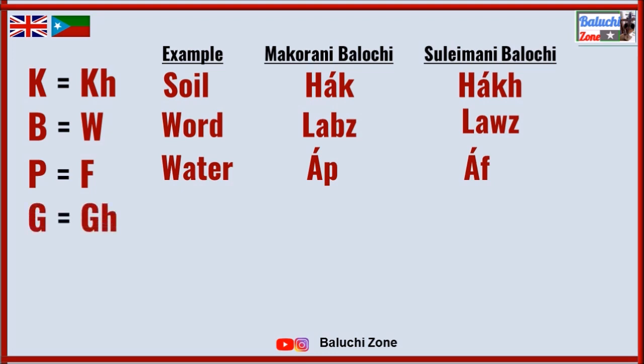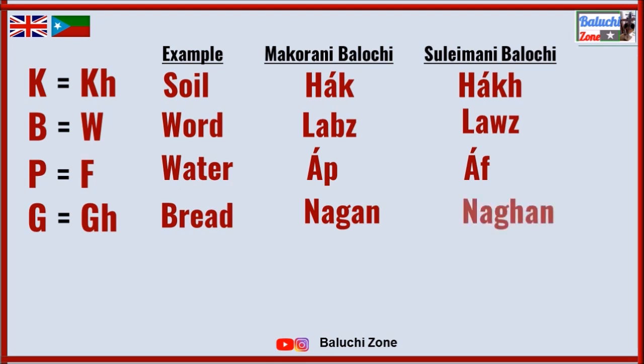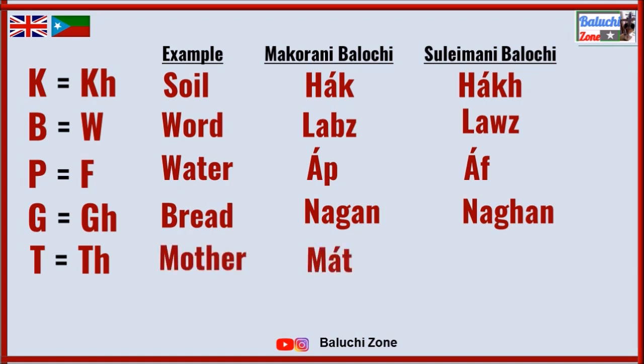The letter G is also pronounced as re. For example, bread in Balochi is nagan. In the Suleimani dialect, that is pronounced as naran. T is pronounced as th. For example, mother is mat in Balochi. However, in Suleimani, it is pronounced as math.